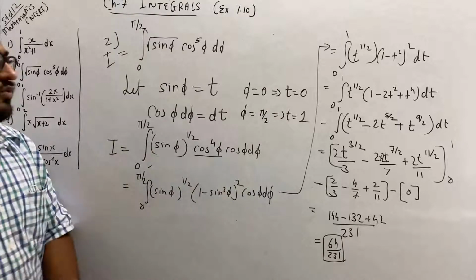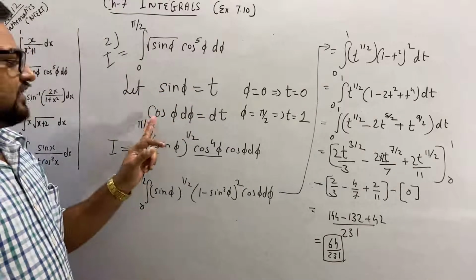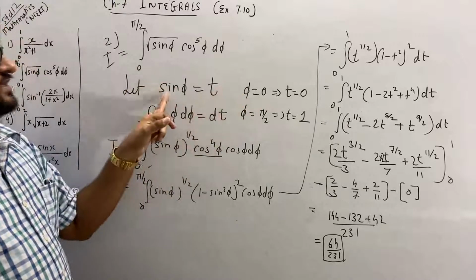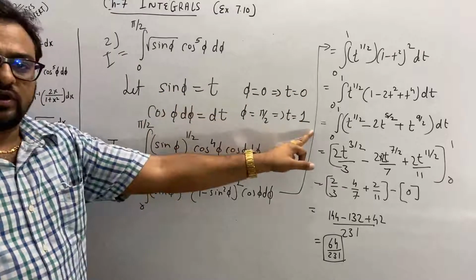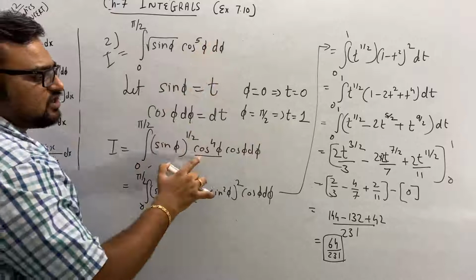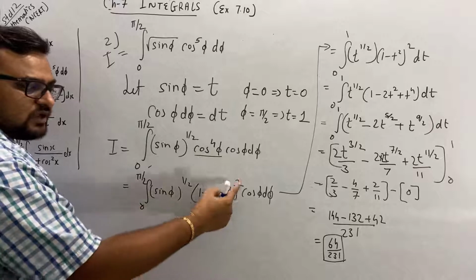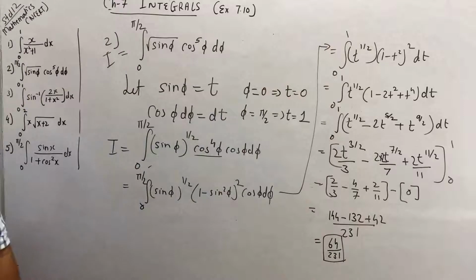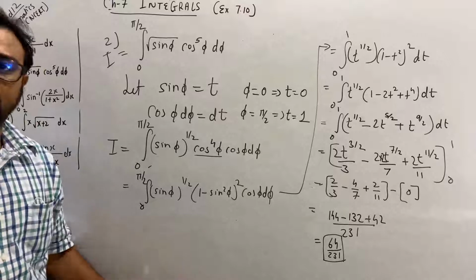I am repeating what I have done. I had assumed this sine phi as t. So taking the derivative, cos phi d phi will be equal to dt. When phi is equal to 0, sin 0 is 0, so t equals 0. When phi equals pi by 2, sin pi by 2 is 1, so t equals 1. So rearranging this, sin phi raised to 1 by 2, separating cos raised to 4 and cos phi d phi, again converting it into (1 minus sine square) whole square. And now replacing it with t and solving, we get 64 by 231. Okay, so just go through question number 2.